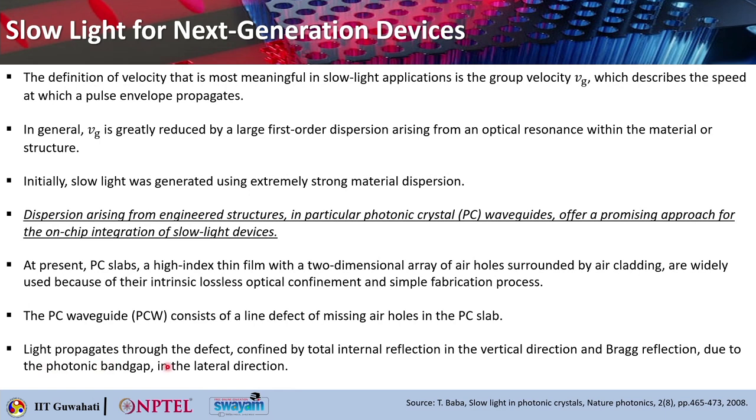So the light propagates through the defect, confined by total internal reflection in the vertical direction and Bragg reflection due to the photonic band gap in the lateral dimension. It has been known since 2001 that the strong dispersion in this waveguide generates slow light in the vicinity of the photonic band edge.